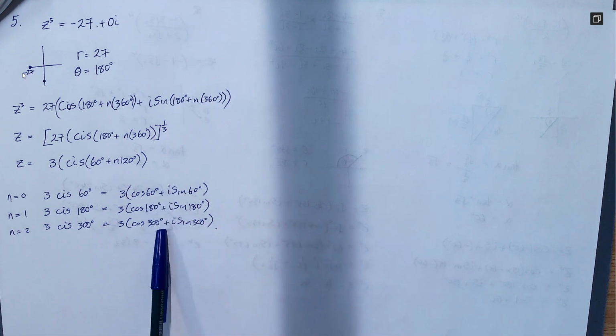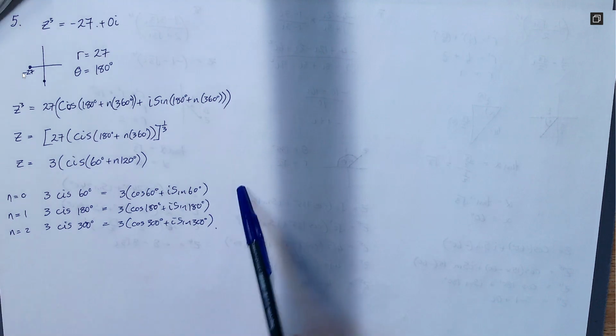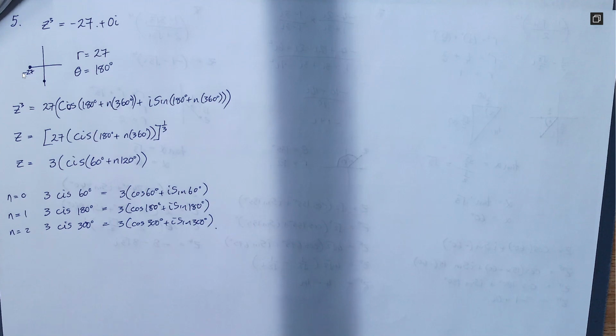Okay, now if the question says give your answer in the form a plus bi, then you have to convert it to rectangular form. Otherwise, in the exam, you can usually leave it in polar form.